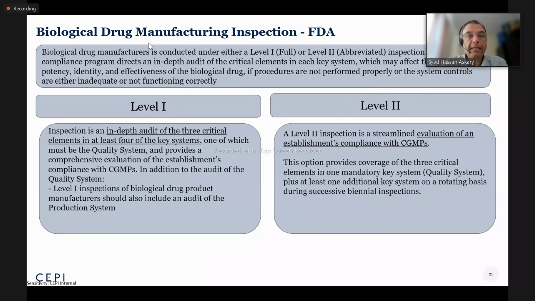So for vaccines, there are two levels of inspection. The first one is an in-depth audit of three critical elements in at least four of the key systems, one of which has to be the quality system. Level 1 inspection of biological drug product manufacturers should also include an audit of the production system. Okay. And level 2 inspection is a streamlined evaluation of an establishment's compliance with CGMP.